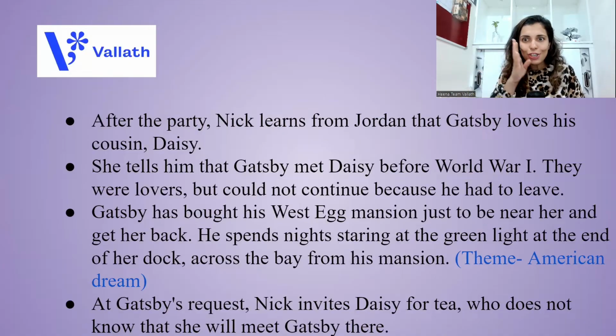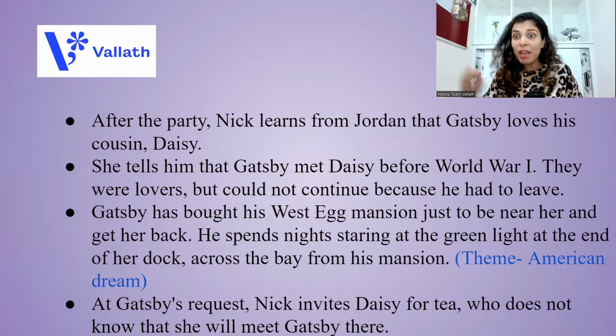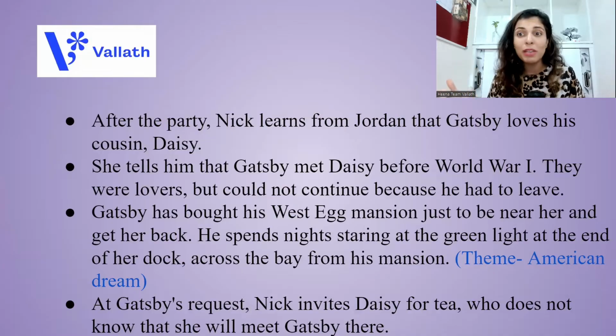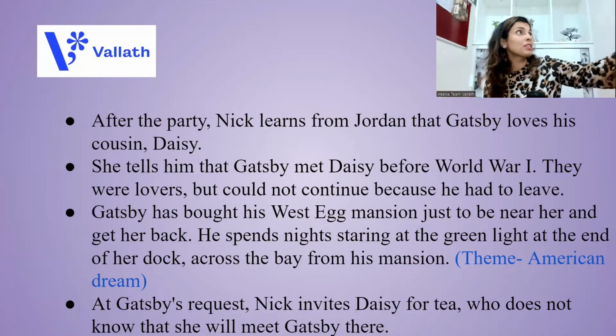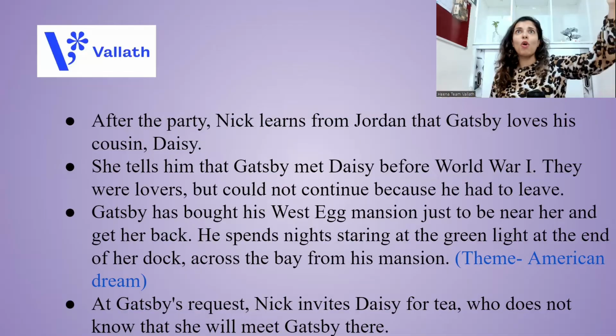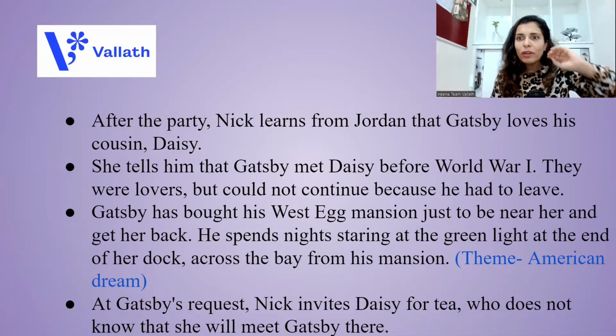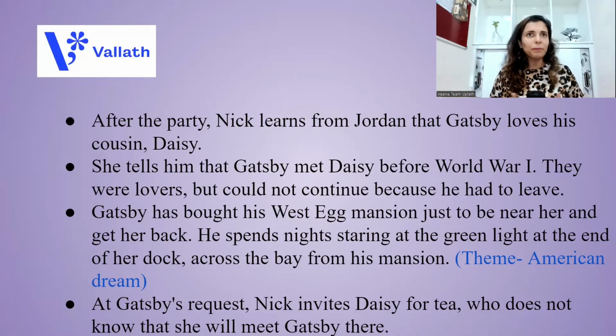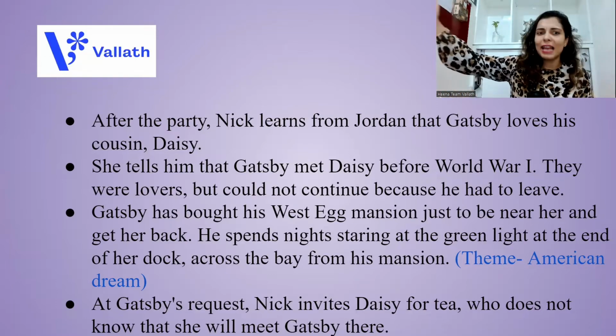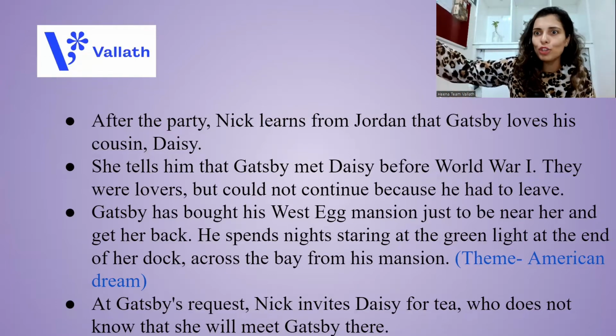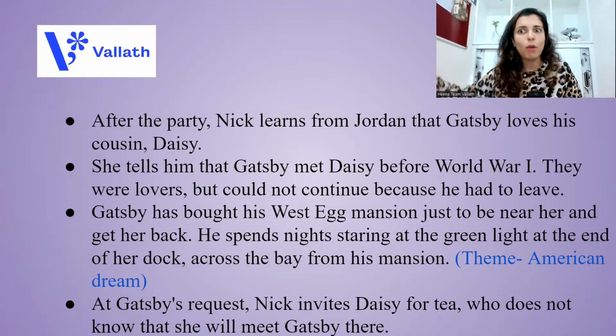Oh God. She tells him that Gatsby met Daisy before World War I. They were lovers, they were in love, but they could not continue because Gatsby had to leave. Gatsby has bought this big Gothic mansion in West Egg only because of Daisy, only because he wants to be near her and get her back. And in fact, Gatsby spends nights staring at the green light at the end of her dock. Whose dock? Daisy's dock, across the bay from his mansion.